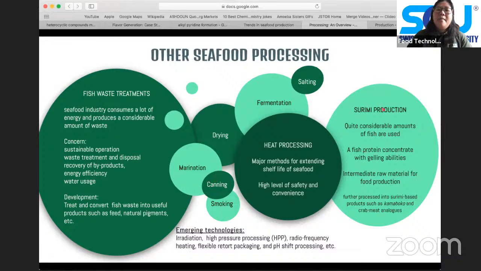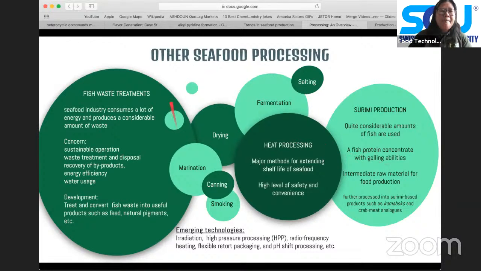Quite a considerable amount of fish is being used in surimi production. So we will take a look separately at surimi production and its importance in seafood processing. Surimi is a fish protein concentrate that has a gelling ability, so it has a chewy texture when you eat it. And surimi is used as an intermediate raw material for food production. It can be further processed into surimi-based products such as kamaboko and crab meat and lox.